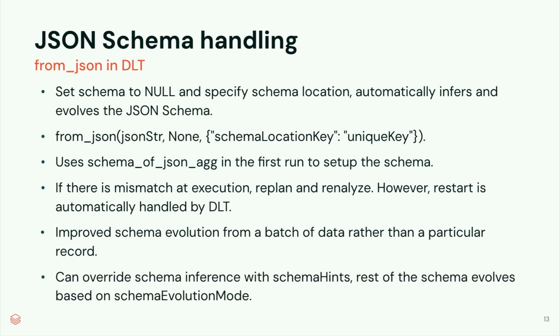You can also override schema inference by specifying schema hints, right? The expectation is that for those fields you give the hint, they'll be honored by from JSON, and for the rest of the fields, you are telling it to automatically infer and evolve.